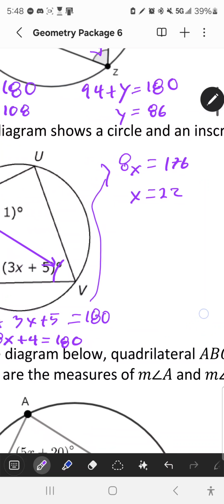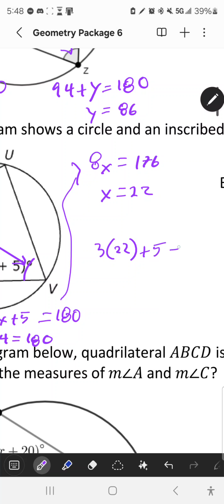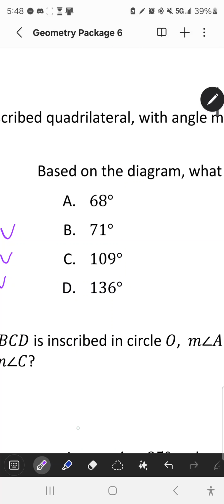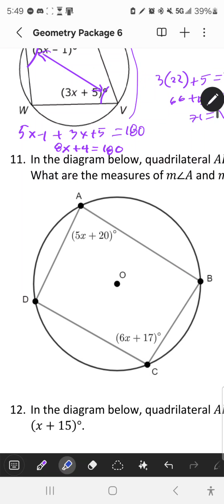Now they are not asking for x, they're asking for the measure of b. So here is b, and I can say 3x, which is going to be 22, plus 5 is going to be equal to b. So 3 times 22 is 66, plus 5 equals b. And 66 plus 5 is 71, so b equals 71, which is right here. Sorry about that.